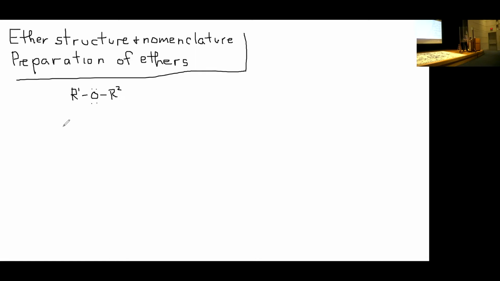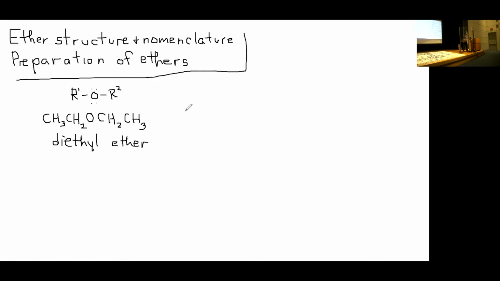So naming ethers is pretty straightforward. Probably one of the most commonly used ethers is this one here. This one's used all the time as a solvent. And as you might guess, you would just call that diethyl ether. And actually, people sometimes just call that ethyl ether too. So that kind of triggers me. I don't like that. And sometimes they even just call it plain ether because it's just the most commonly used ether. But diethyl ether is probably the most correct name.